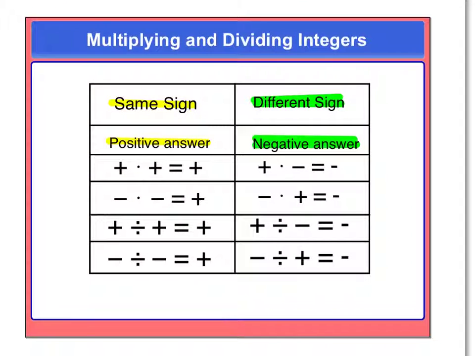The last set of rules is for multiplying and dividing integers. They have the exact same rules. So if they're the same sign, meaning positive times positive, or positive divided by positive, or negative times negative, or negative divided by negative, our answer is always going to be positive. So it's just a very quick solution. When it comes to different signs, if they have one of each, your answer will always be negative.